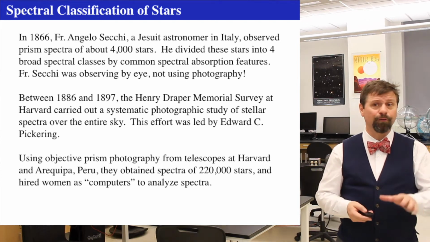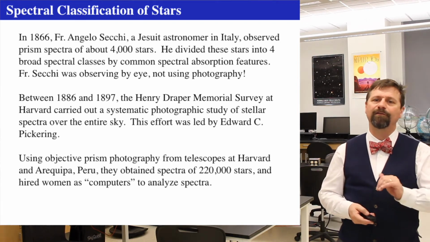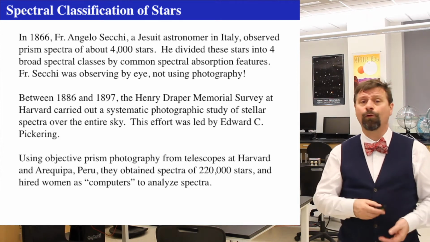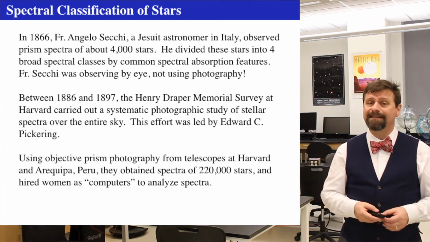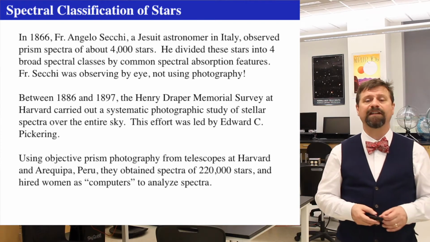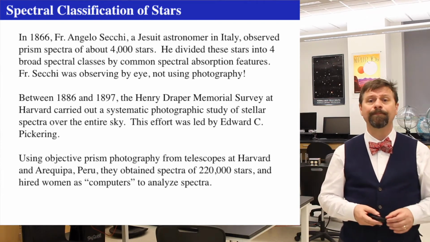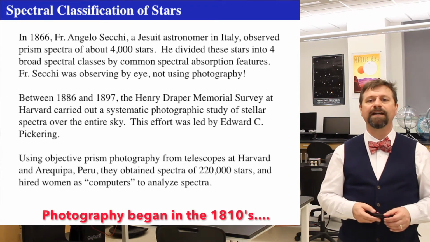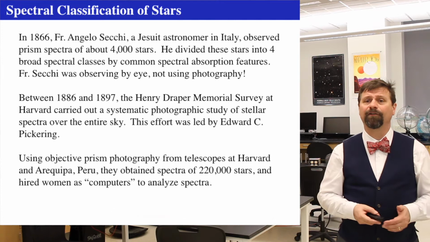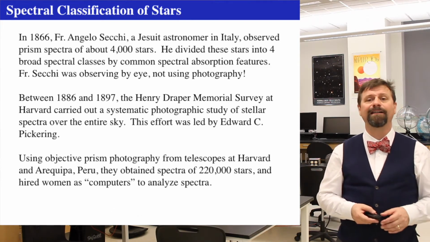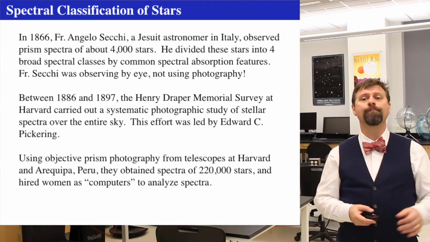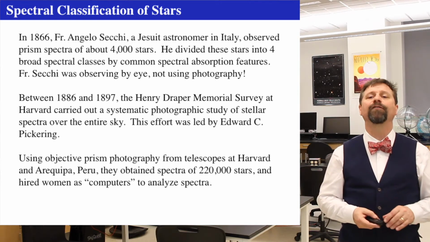Between the 1880s and 1890s, the Henry Draper Memorial Survey at Harvard University carried out a systematic photographic study of all the stellar spectra over the entire sky. This was an enormous undertaking, led by Edward Pickering at Harvard, and it took at least a decade. They used objective prism photography, with telescopes both at Harvard University and down in Peru. They obtained about 250,000 spectra of 250,000 stars.